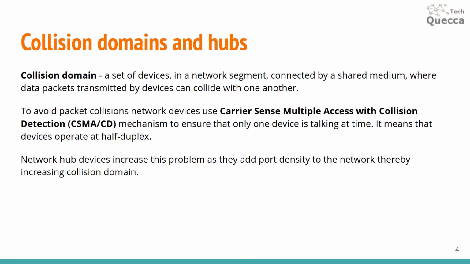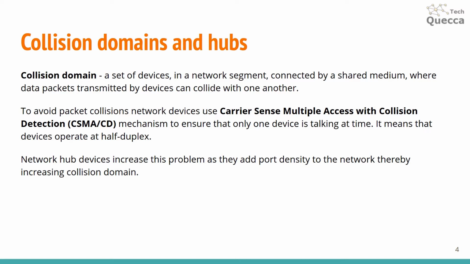Collision domains and hubs. So what is a collision domain? A collision domain is a network segment connected by a shared medium where simultaneous data transmissions collide with one another. The collision domain applies particularly in wireless networks, but also affected earlier versions of Ethernet. A network collision occurs when more than one device attempts to send a packet on the network segment at the same time. Members of a collision domain may be involved in collisions with one another, but devices outside the collision domain don't have collisions with those devices inside the collision domain.